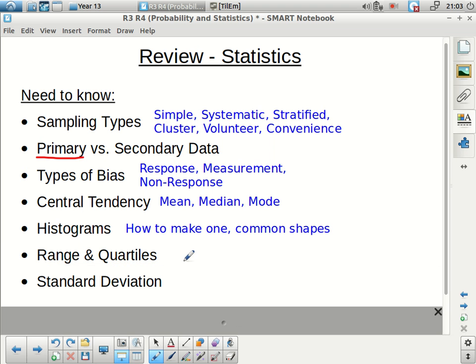Okay, and the last 2, I don't have anything to add here, but range and quartiles, standard deviation, so just some calculations, and we'll go through how those work on the next page.